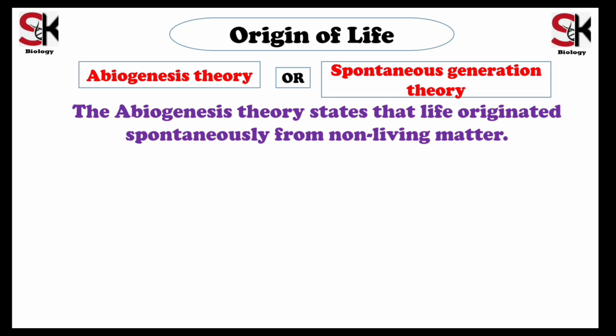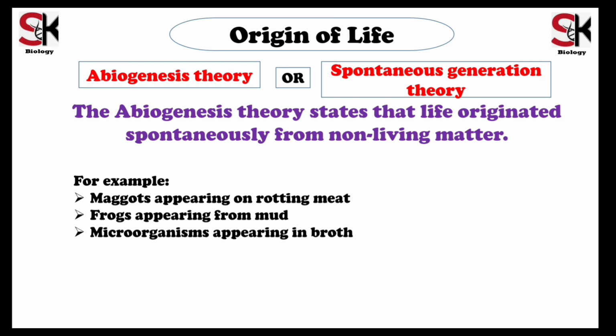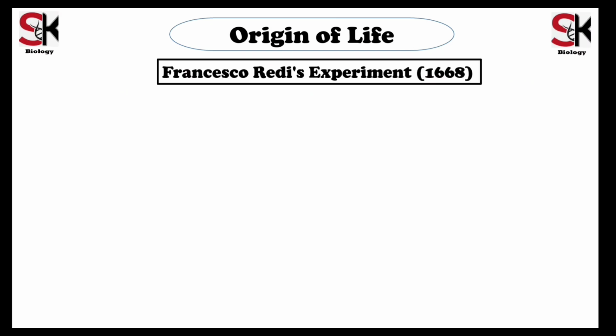Earlier, scientists believed that living organisms could develop directly from non-living materials. Some common examples that were believed earlier include maggots appearing on rotting meat, frogs appearing from mud, and microorganisms appearing in broth. However, later scientific experiments proved that this was an incorrect theory.